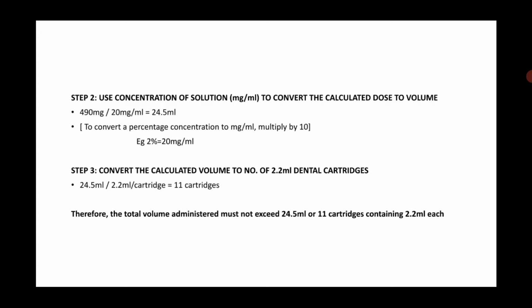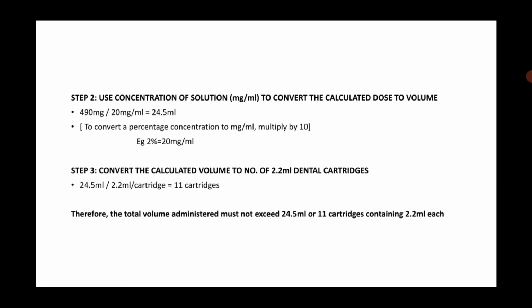The next step is to use the concentration of solution to convert the calculated dose to volume. You have calculated the maximum amount you are going to give to that patient, which is 490 milligrams. Now you are going to convert that amount in milligrams into milliliters, into volume. How are you going to do that? You are going to use the concentration of solution.